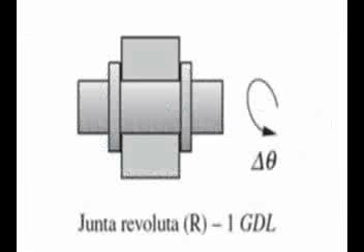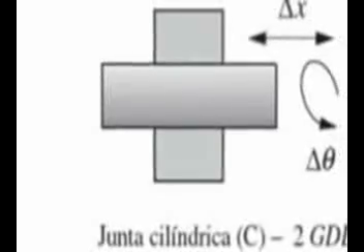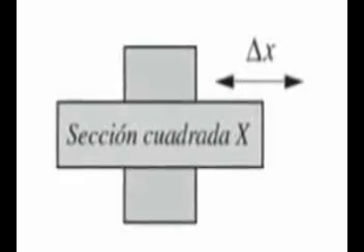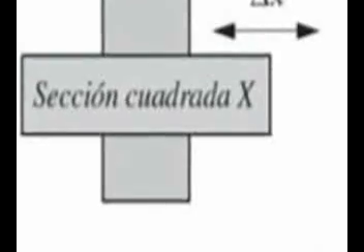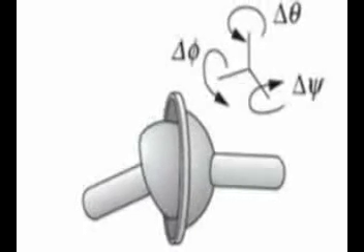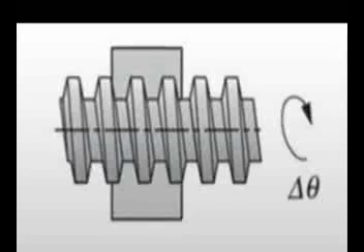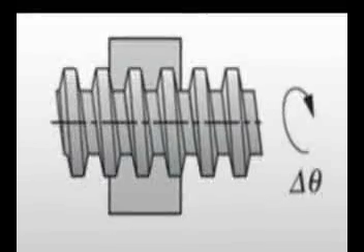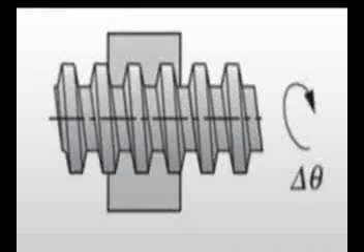Some examples to be able to visualize the joints are the following. Number one, revolute joint. Number two, cylindrical joint. Number three, prismatic joint. Number four, spherical joint. Number five, helical joint. And number six, flat joint.